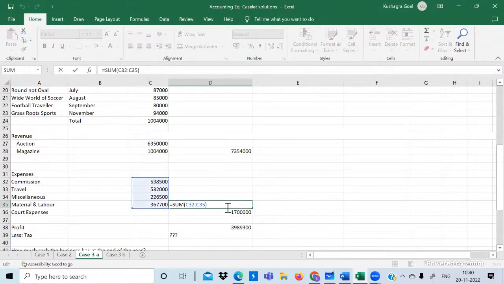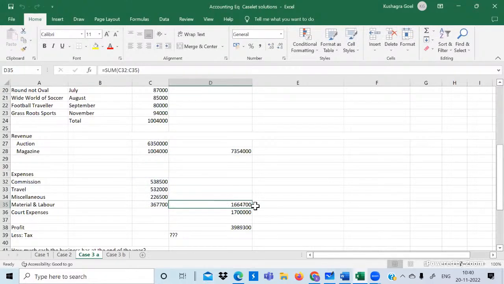So put together, this is my total expense. My expense consists of commission, traveling, miscellaneous cost, material cost, and labor cost. Along with that, I also have my court expense. This amount, which is 16,64,700, is without considering the cost which is incurred for fighting the case, the amount of money that you pay to your lawyers. That's not captured over here, I'm capturing it separately. But any questions till here? 16,64,700.